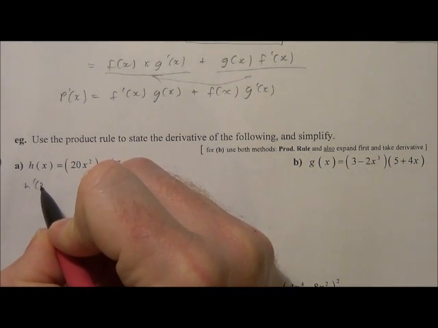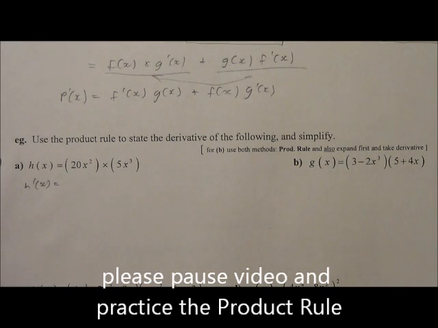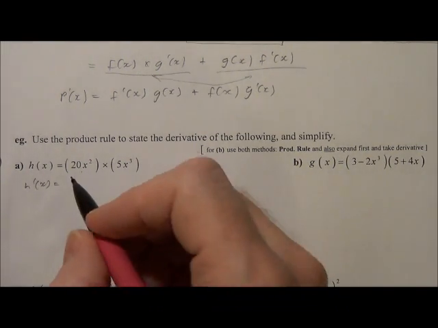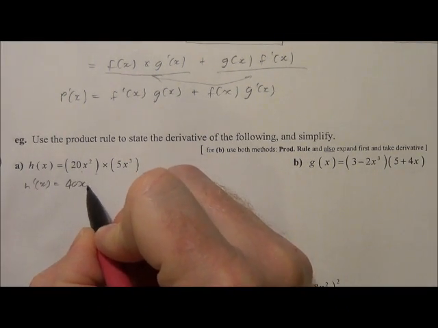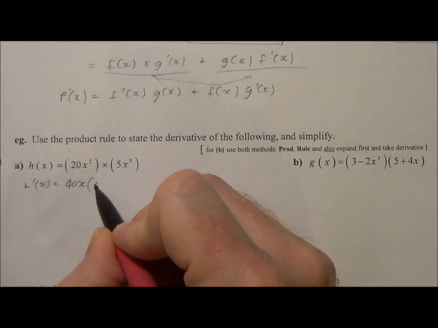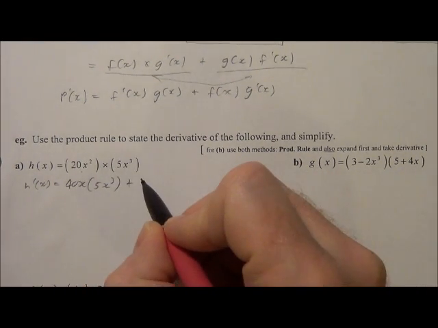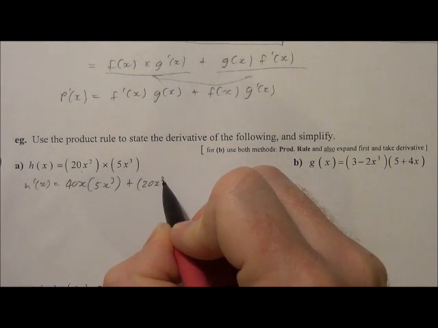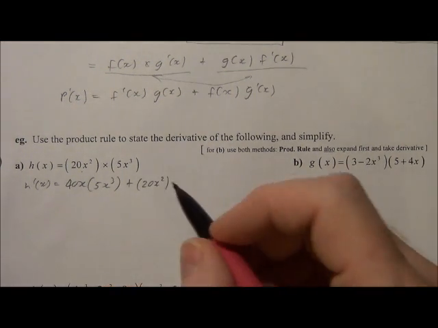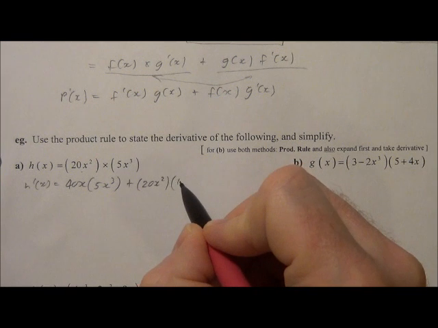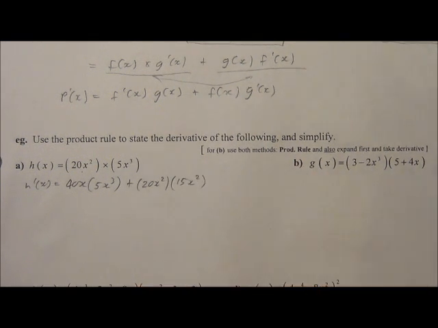So h prime of x, so the derivative of the first times the second, plus the first times the derivative of the second, and then we just simplify here.